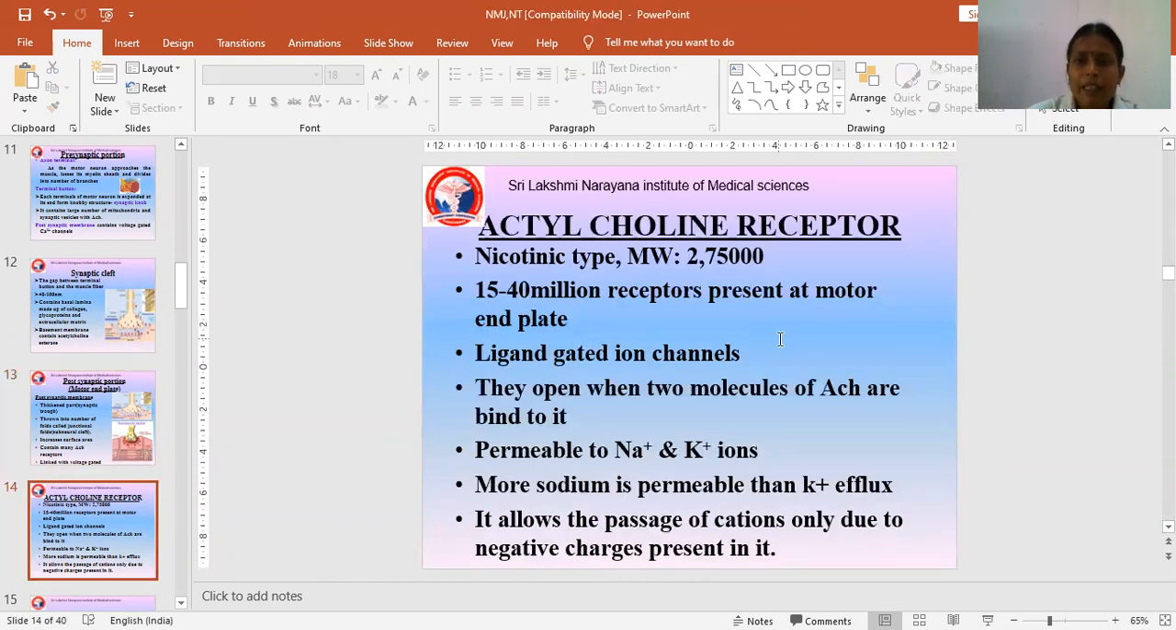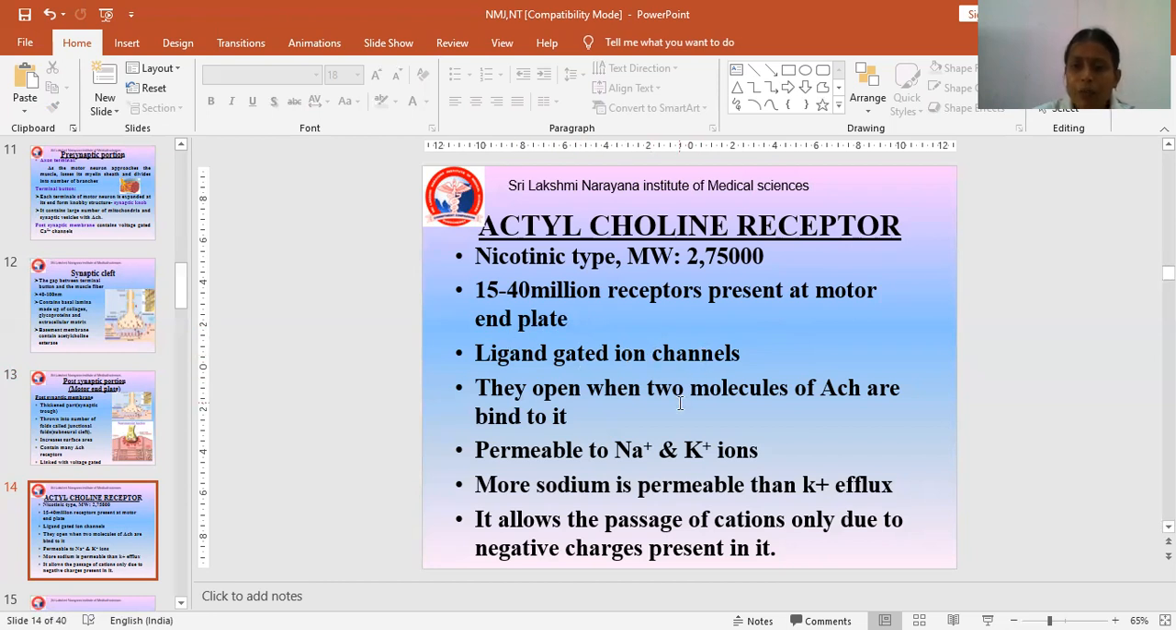The acetylcholine receptors present on the postsynaptic membrane in the muscle are nicotinic type. It has a molecular weight of 275,000, and 15 to 40 million receptors are present at the motor end plate. The motor end plate is nothing but the thickened part of the muscle fiber where the nerve terminal ends. It is a ligand gated ion channel.